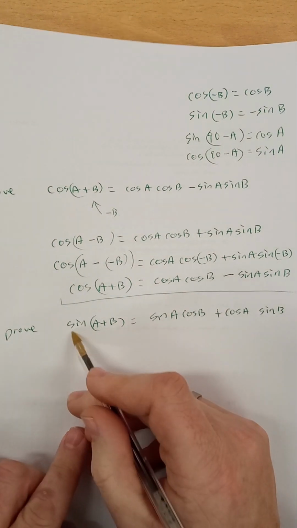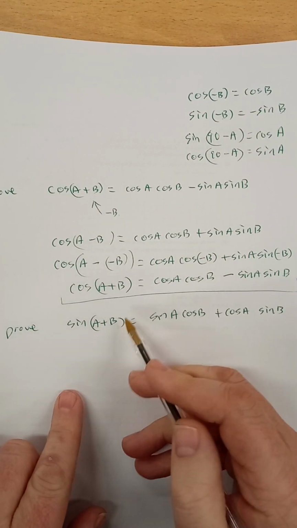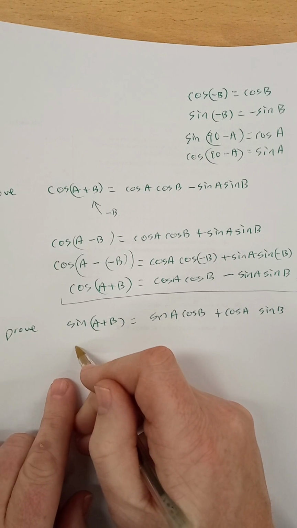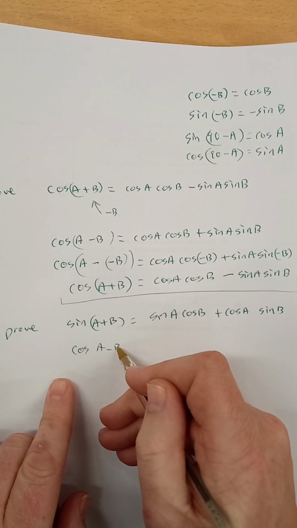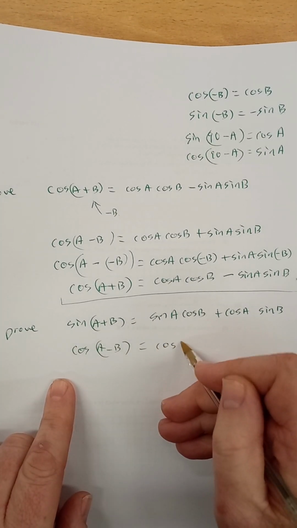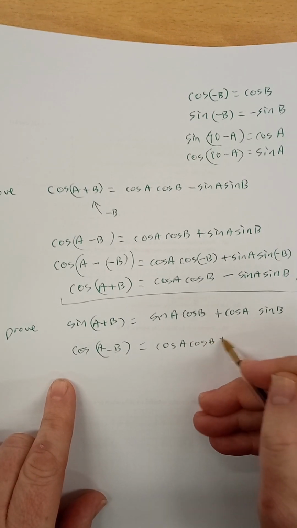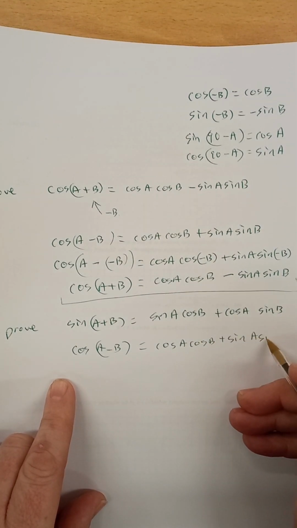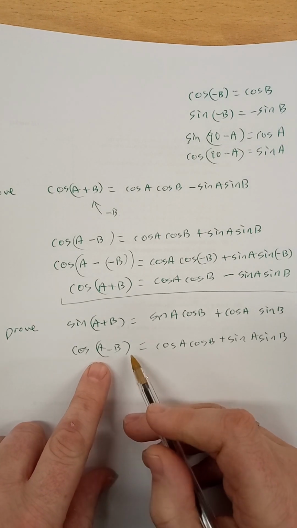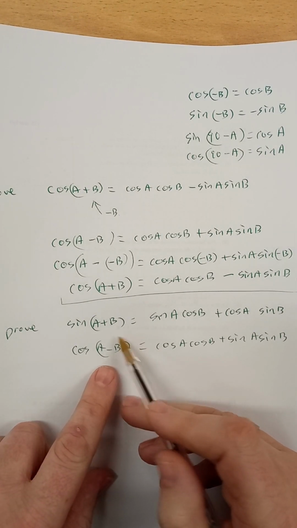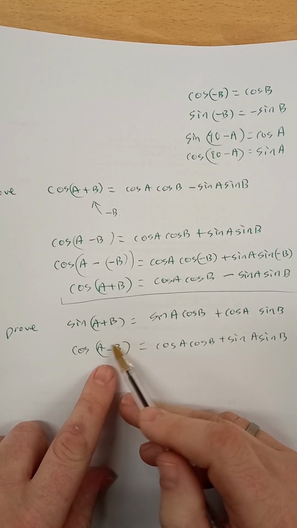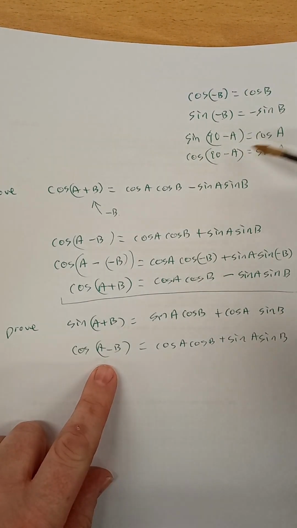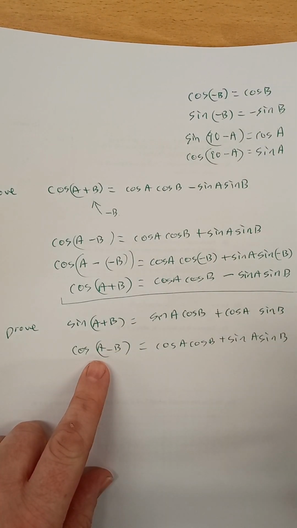What we're going to do is we're going to use our original identity, the cos one. We know that the cos of a minus b is this. Okay, we know that's true. We're going to replace one of them with one of these identities because we want to get the a in there, you know what I mean? So we're going to replace it.